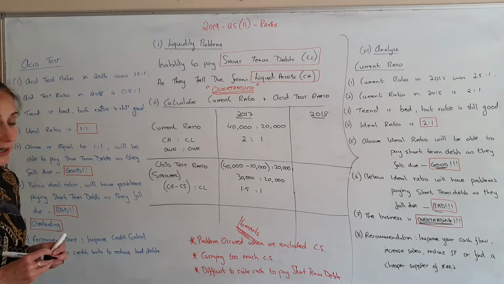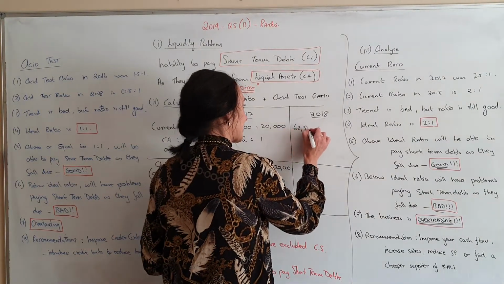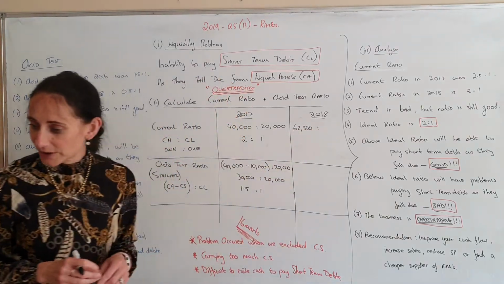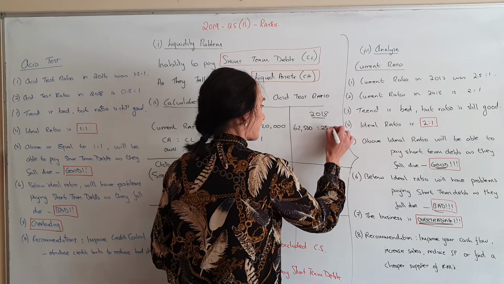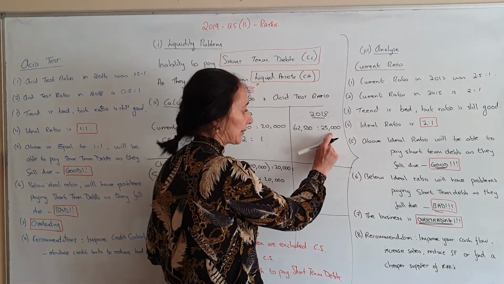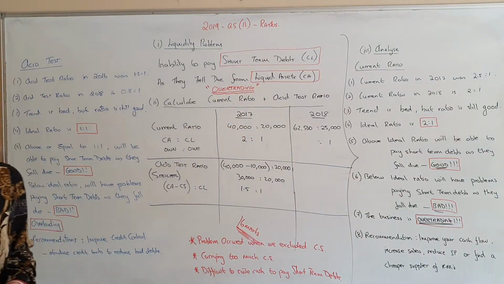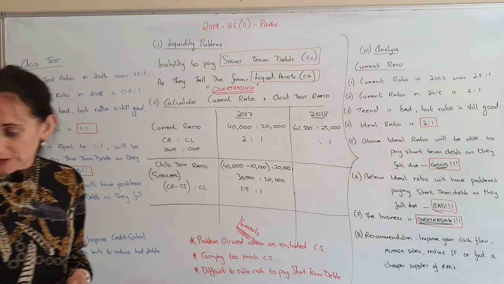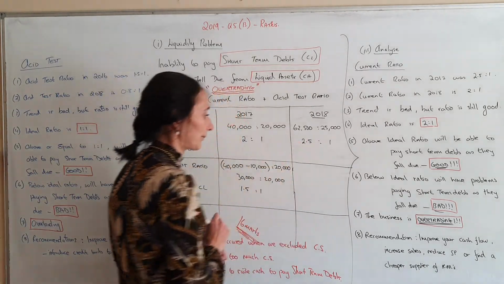Okay, doing the same for 2018. Your current assets in 2018 are 62,500 and your current liabilities are 25,000. Again, I need this to be 1. So take 1 here, divide this by 25, that'll give me 1, but I must also divide that by 25. And if I divide 62,500 by 25, I get 2.5:1.